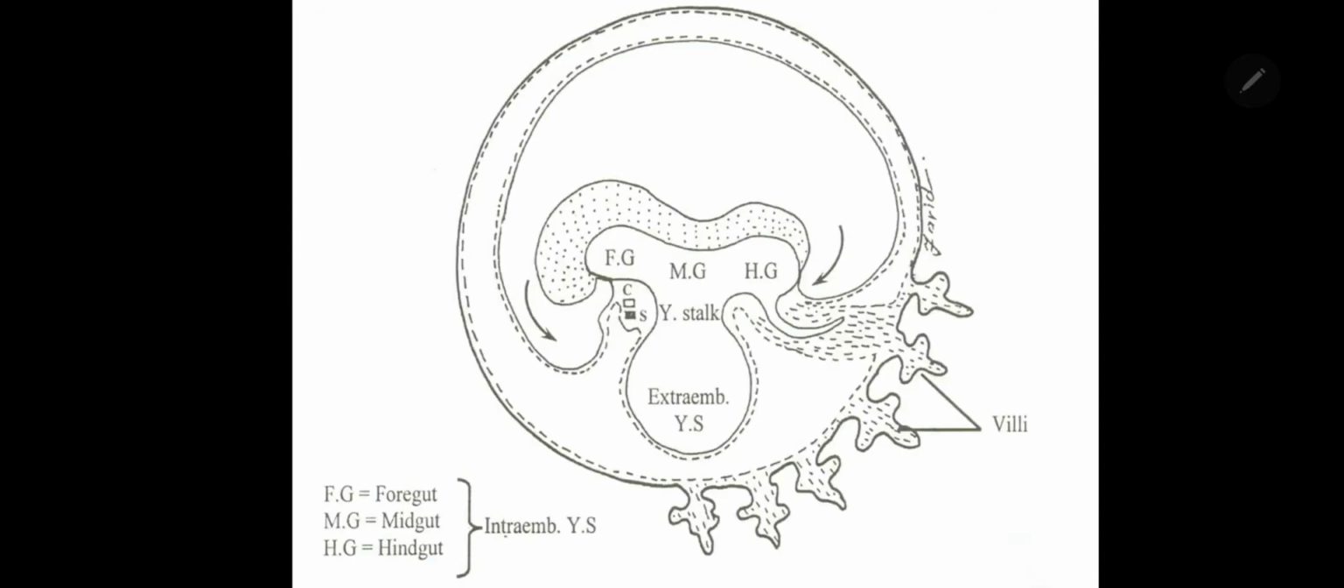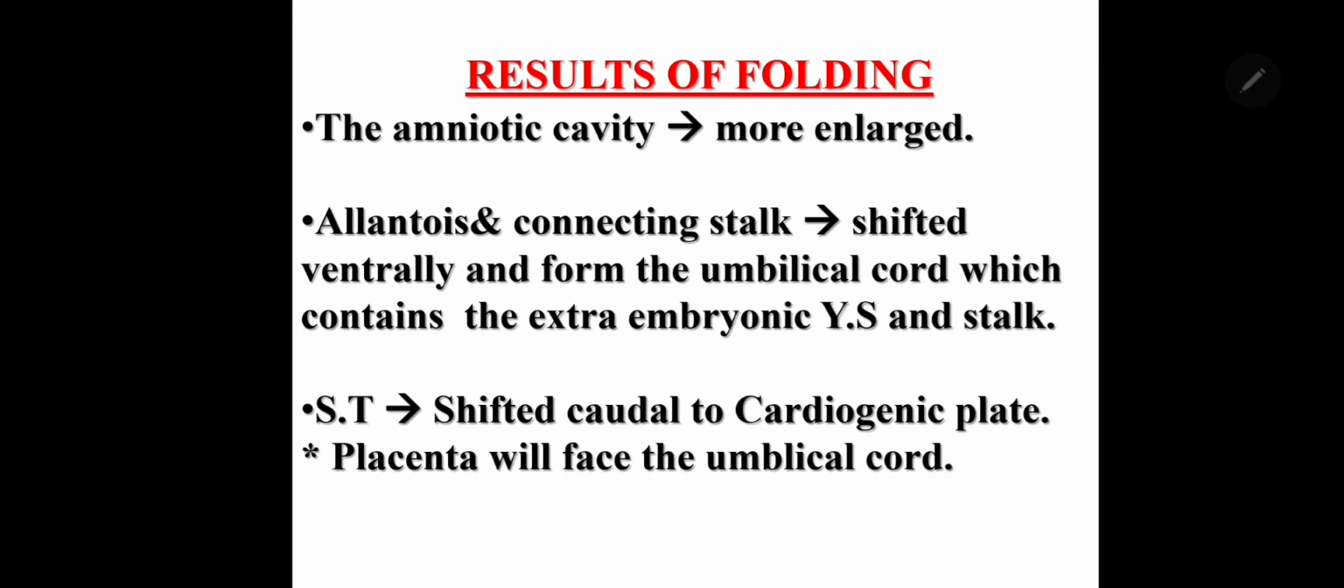So these changes happen because of the head fold, tail fold and lateral folds that you see. These are the results of the folding. Remember, the amniotic cavity is enlarged and the entire embryo will float in the amniotic fluid now. The allantois and connecting stalk are shifted ventrally and form the umbilical cord, which contains the extraembryonic yolk sac, that is the umbilical vesicle, and the stalk. And the septum transversum is shifted caudal to the cardiogenic plate, forming the fibrous pericardium and other things. The placenta will face the umbilical cord now.